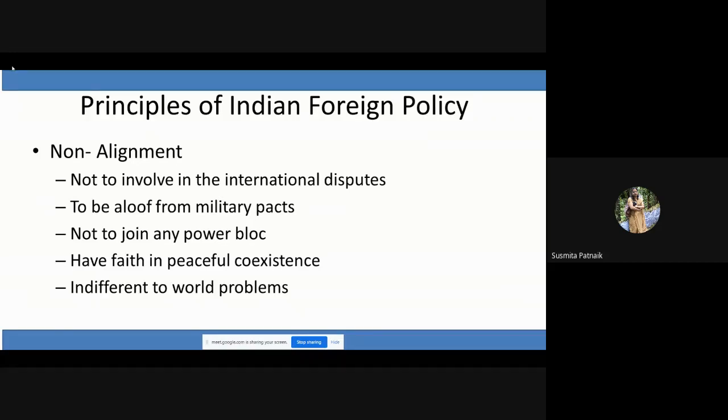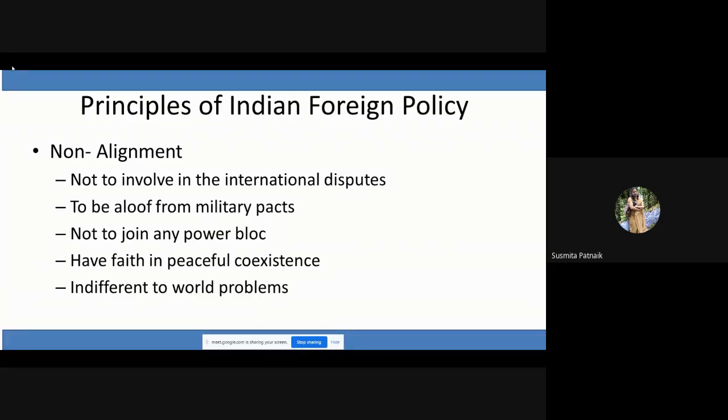The main principles of the non-alignment movement: first, not to involve in international disputes. If there is any dispute at the international level, then those are their problems; the country should not involve itself. The second, to be aloof from military pacts. What do you mean by military pacts? If any military pacts, treaties and agreements are there, the country should stay aside from them. Then the country should not join any power blocs, whether ideological or power blocs, not the socialist bloc, not the communist bloc, not the capitalist bloc.